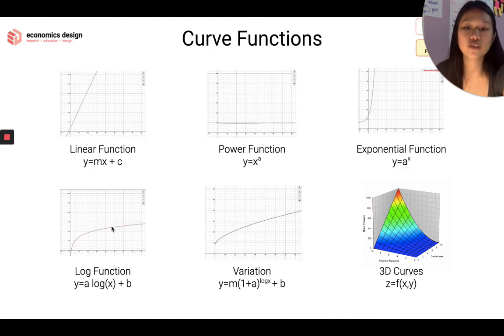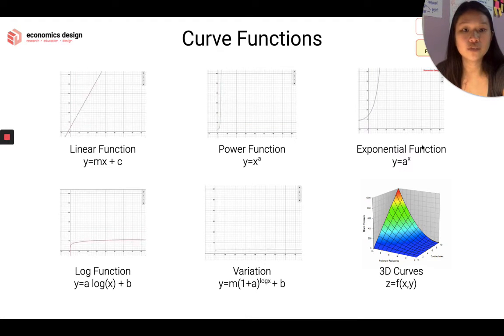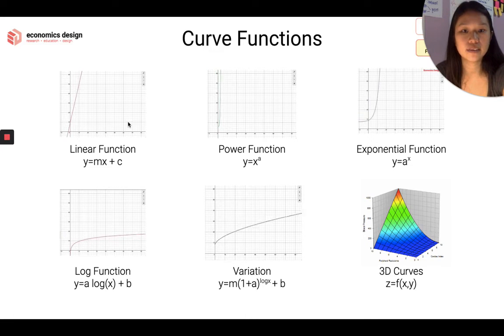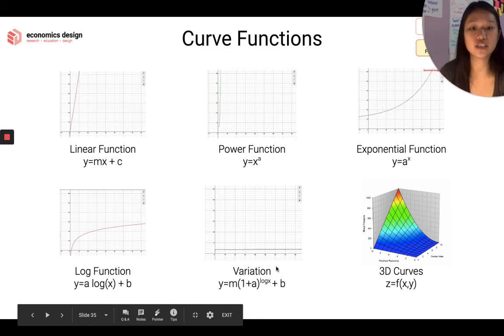So if you think about it, it's like a steady state. It plateaus out, but initially the price changes super quickly, so it can cause a lot of volatility. And a variation is where we have both an exponential function and a logarithm function, plus some basic principles of linear functions in that. The variation is like a mix of everything.